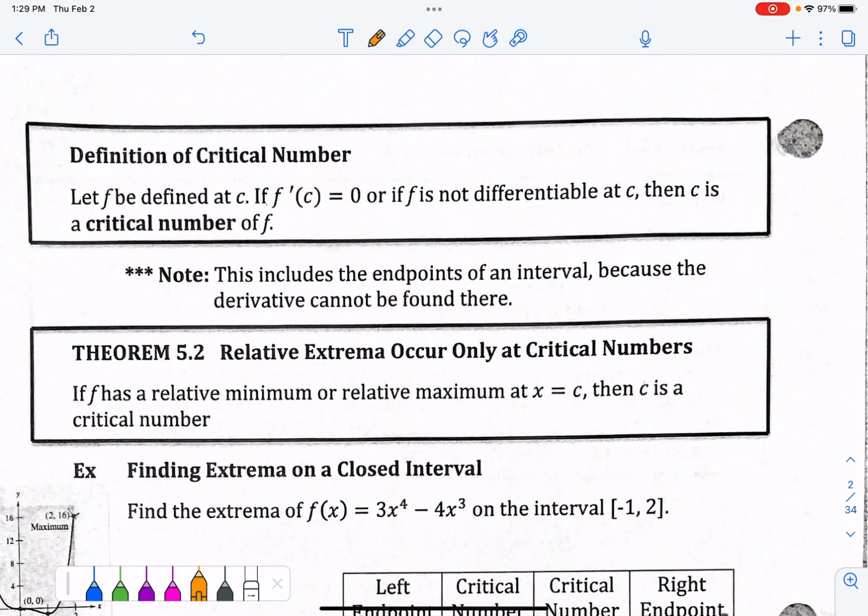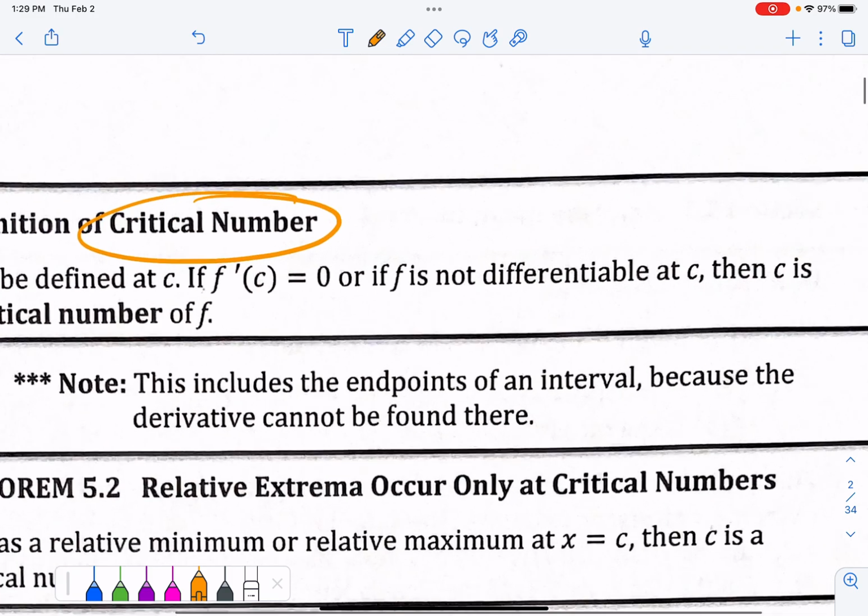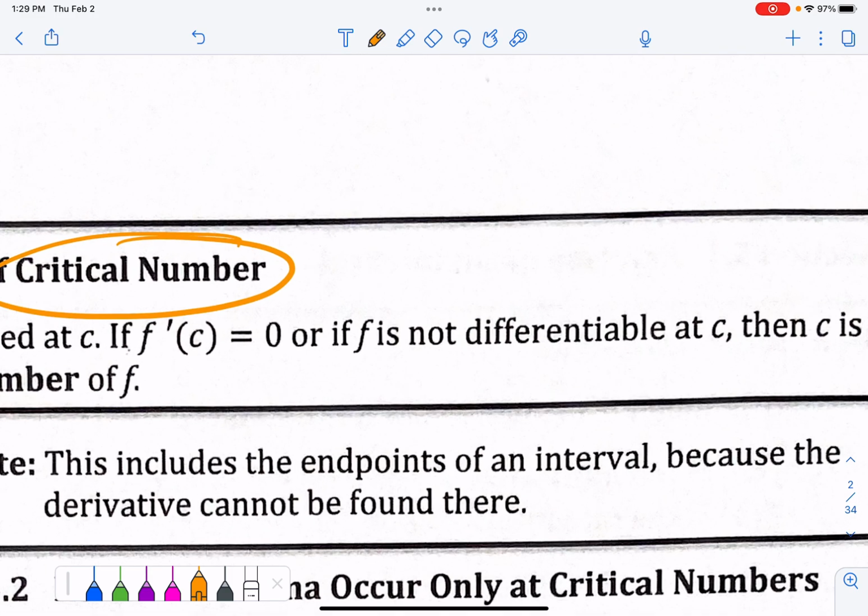All right, definition of critical numbers. What two things make up critical numbers? We've already written them down. Maxes and mins, okay? And left and right endpoints, right? So those are the things we're looking at: maxes and mins and endpoints.